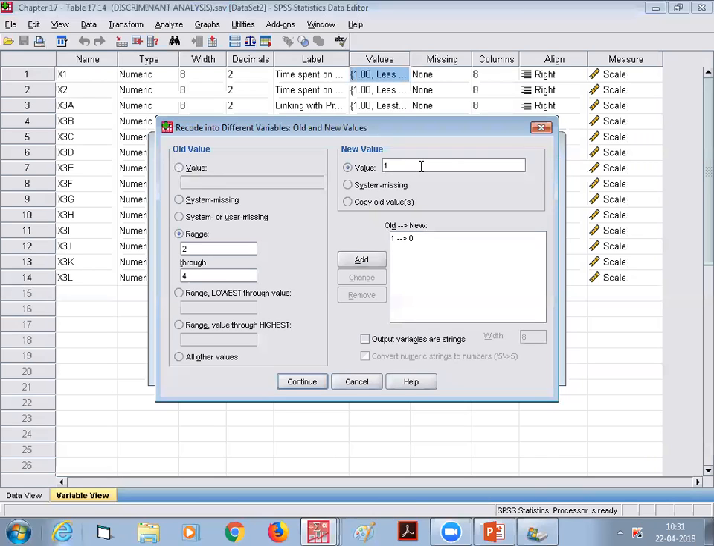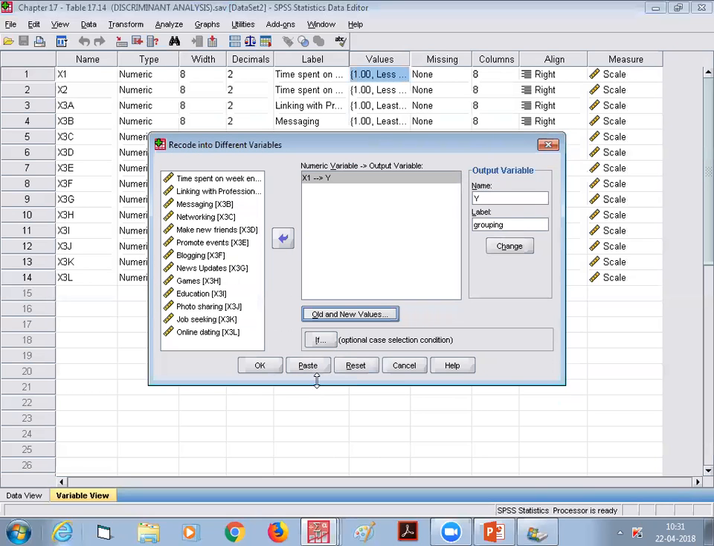Okay. So I'll take this one. Then Add. Now here you see, 2 through 4 will be taken as 1. So, Continue. Now, okay.